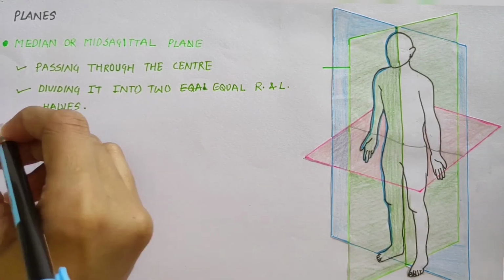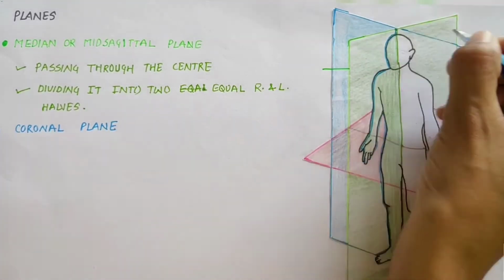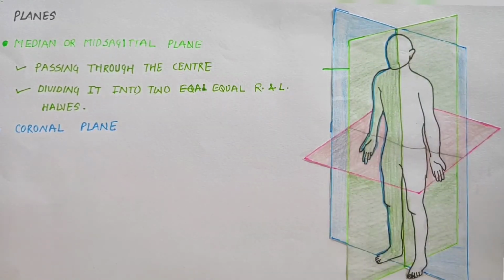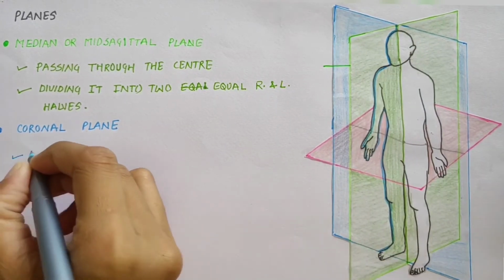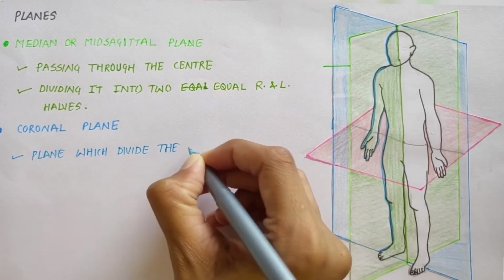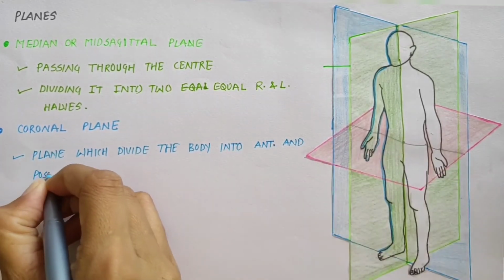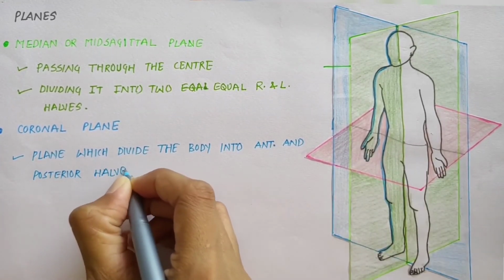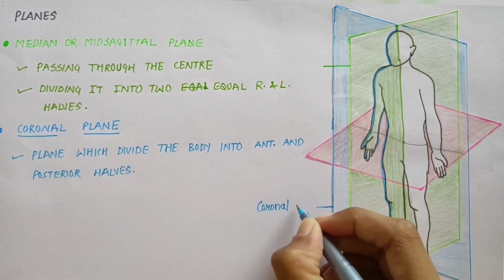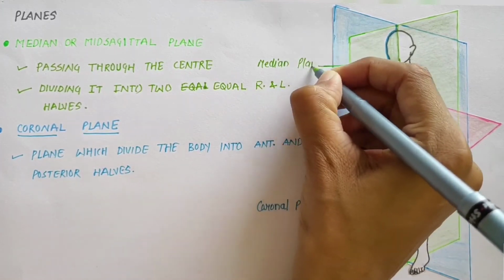Now, coronal plane. Coronal plane is blue in color. It is dividing the body into anterior and posterior halves. The plane which divides the body into anterior and posterior halves is called coronal plane. This in blue is coronal plane and in green is median plane.